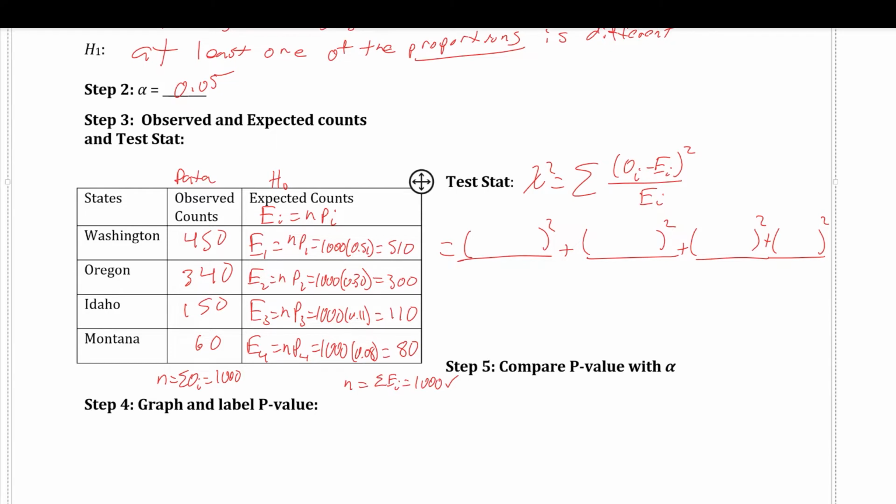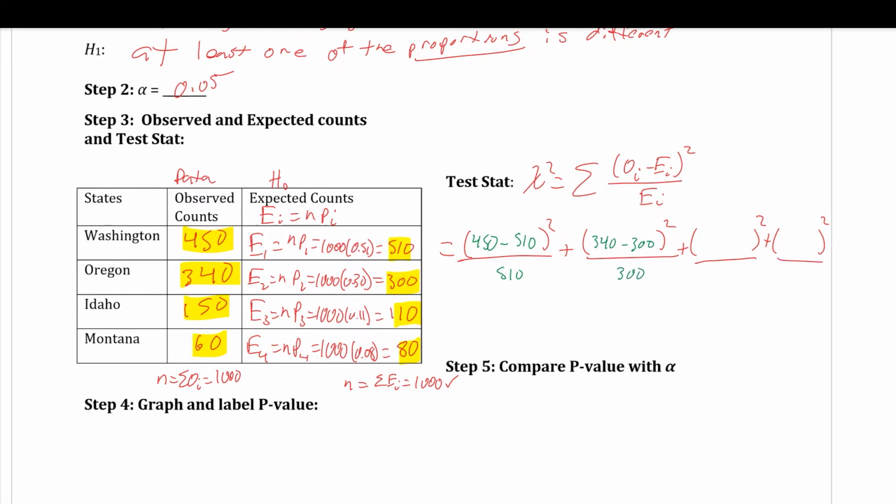Okay, so what did we observe in Washington? Well, we observed 450. And what do we expect? Let me highlight these. These are the numbers I'm looking at. We expect 510, and the expected value down here is 510. Go on to the next row, 340 minus 300 over 300. Again, these quantities in the numerator are squared. Third row, 150 minus 110 divided by 110.